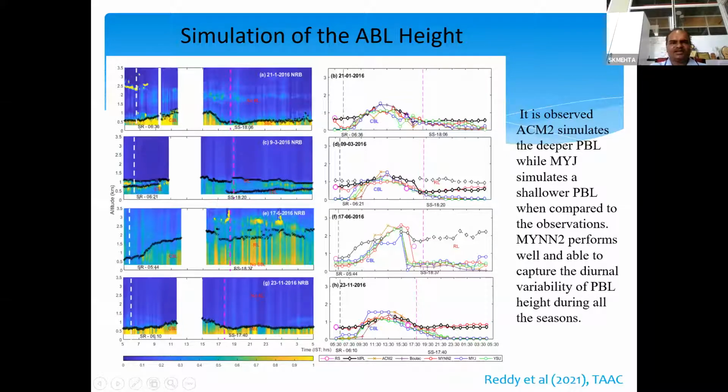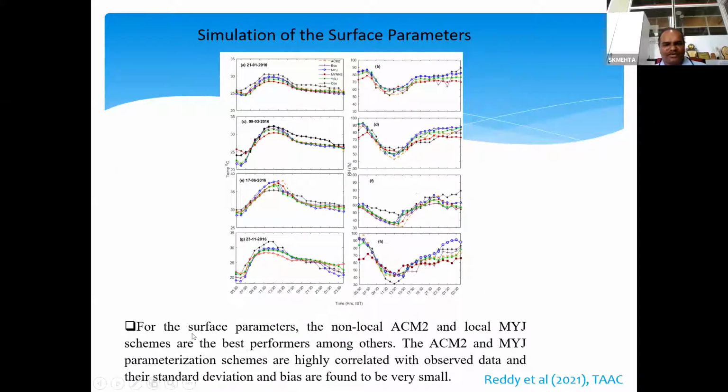And also we simulated the surface temperature and relative humidity. So more or less all the schemes are fine, with the better performance we are getting from the ACM2 and MYJ schemes. So from the boundary layer and surface parameters, the schemes are actually differing in simulating that.